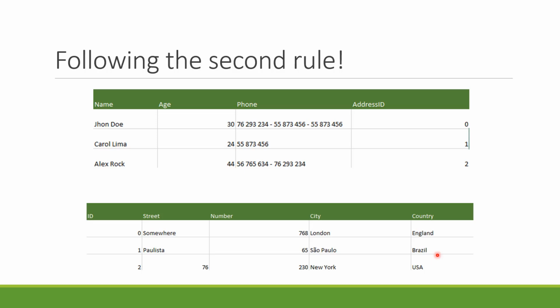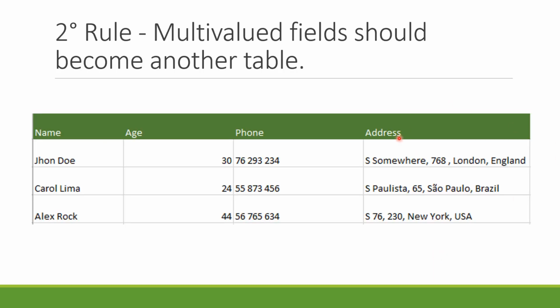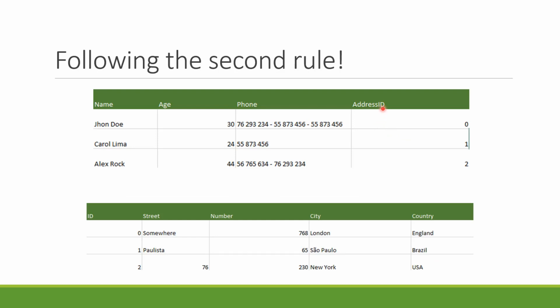And as you can see here, instead of the address field, now we have the address ID, which refers to a register inside the address table. So for instance, the address of John Doe is 0. And if you go to the address table, you see that the ID 0 corresponds to street somewhere, number 768, city London, country England. So we're gonna talk a little bit about this ID thing later.